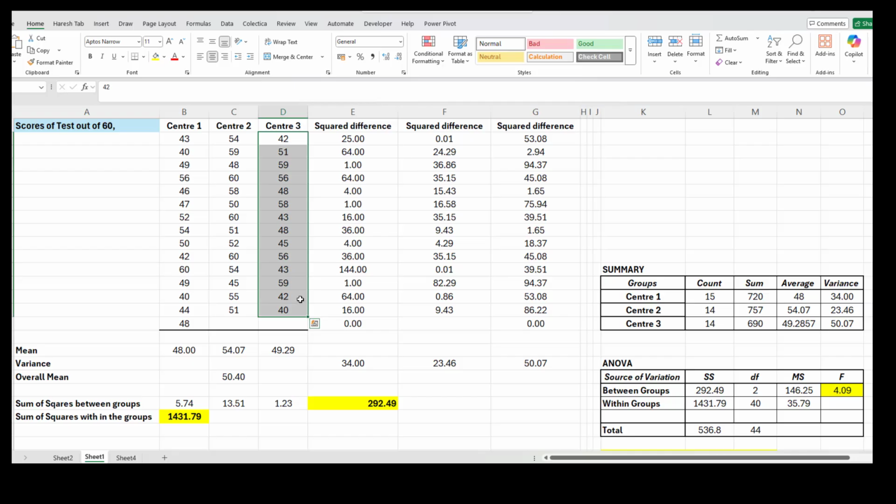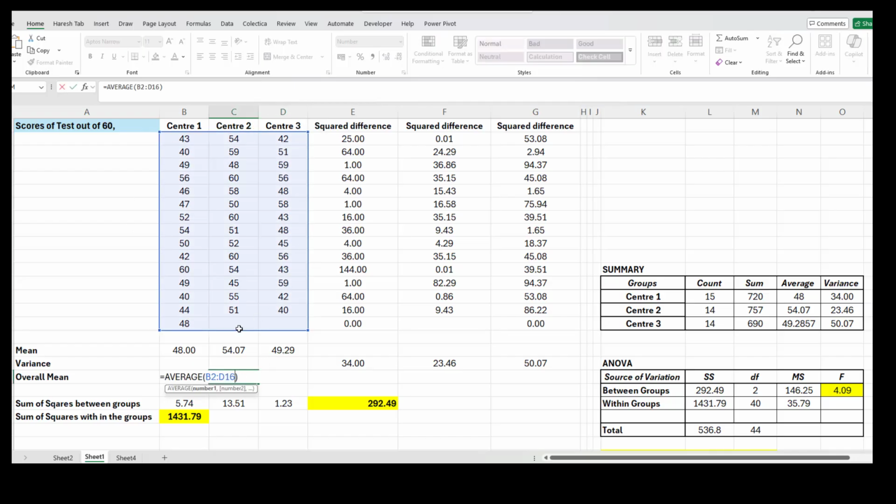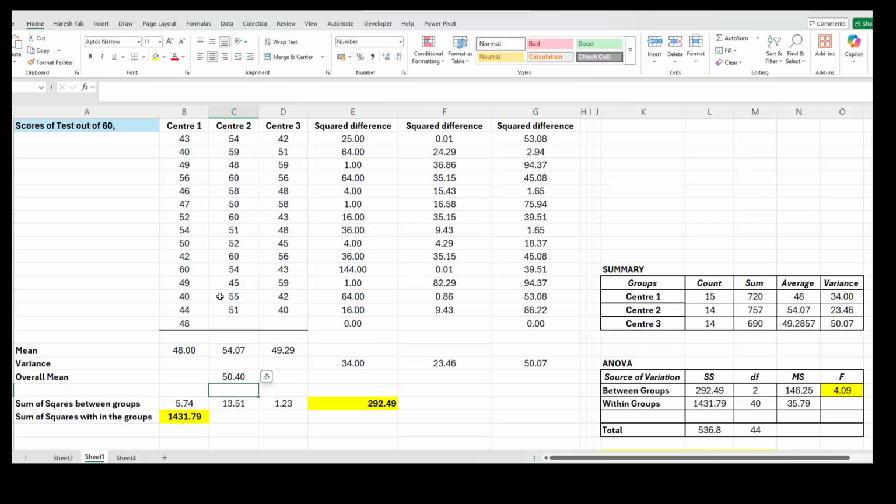So clearly we can first find out the mean and the overall mean. When we take the entire data, we will get the average. This overall mean we have to find out, right? And once we have the means for each column, we also need to find out the square difference, right?